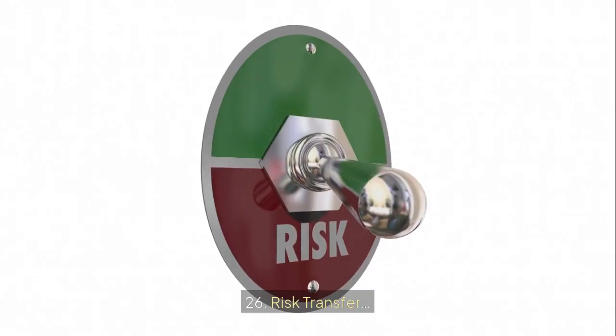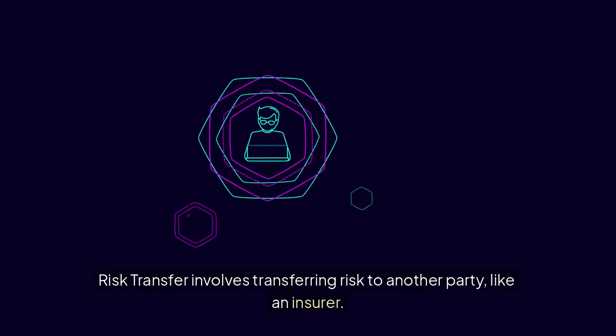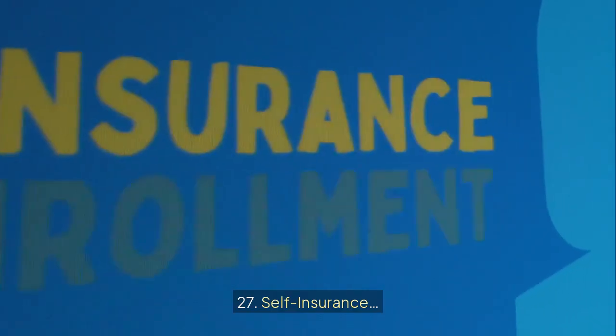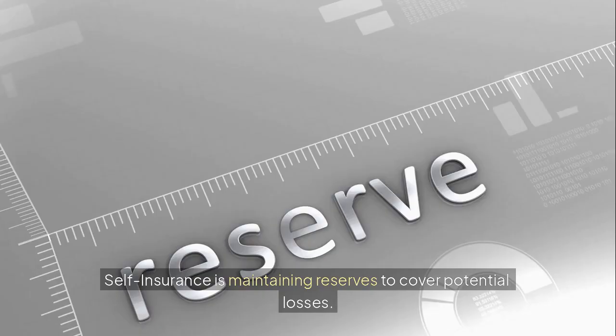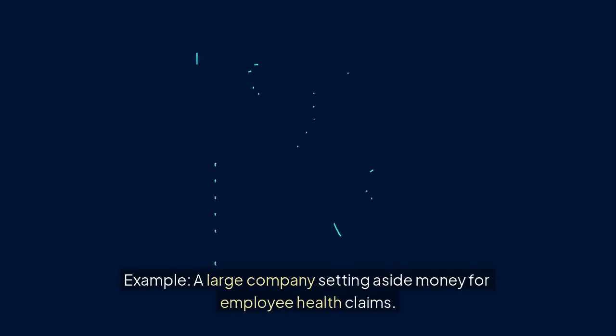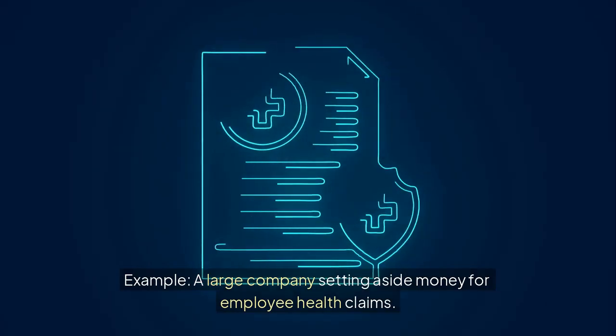26. Risk transfer. Risk transfer involves transferring risk to another party, like an insurer. Example, buying car insurance to transfer the risk of accidents. 27. Self-insurance. Self-insurance is maintaining reserves to cover potential losses. Example, a large company setting aside money for employee health claims.